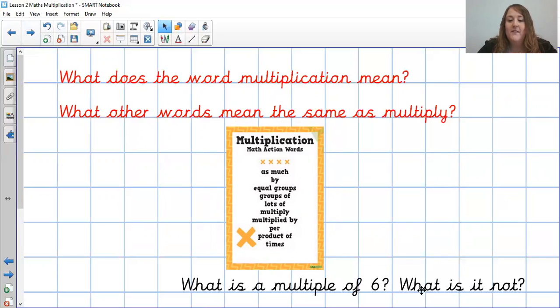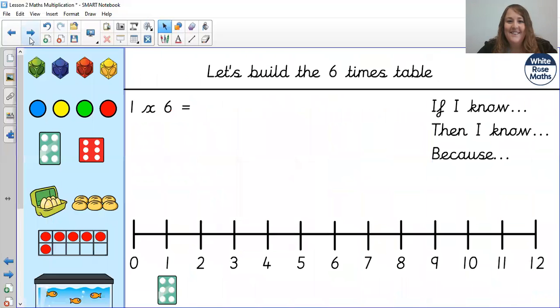What is a multiple of 6 and what is it not? So can you remember any multiples of 6 already? Counting your 6 times table, 6, 12, I wonder if you can remember the rest. Okay, straight on to building.